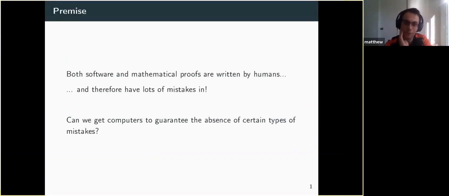The premise of formal verification is that both software and mathematical proofs are written by humans, and humans make an awful lot of mistakes. And the idea is that can we get computers to check our software and proofs and therefore guarantee that certain types of mistakes do not occur, and with a mathematical guarantee rather than just testing and saying, well, okay, we've tested these 10 cases and therefore we assume that they don't occur in the other infinite number of cases that are not tested.